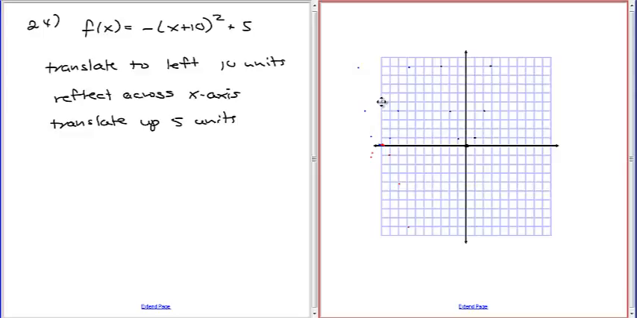So we'd go up to here. So you go 1, 2, 3, 4, 5. Is that right? 1, 2, 3, 4, 5. And then we're pointing downwards. So we go over 1, down 1, over 2, down 4, over 3, down 9, 5, 6, 7, 8, 9. So it looks something like that.